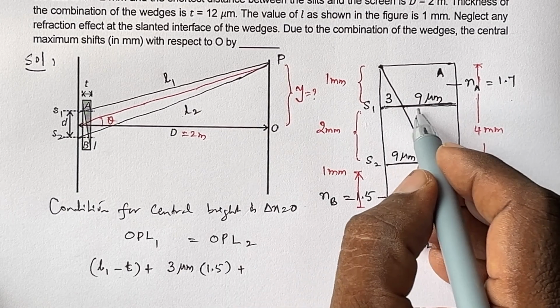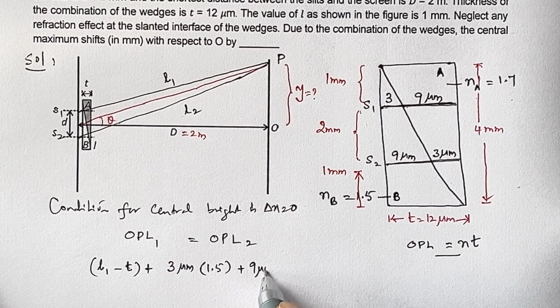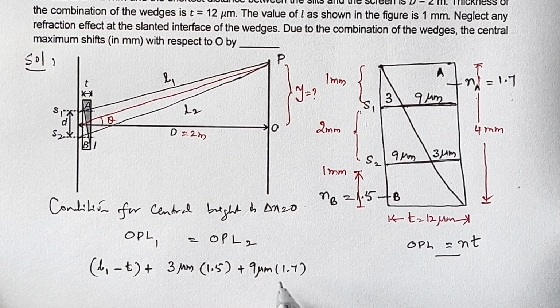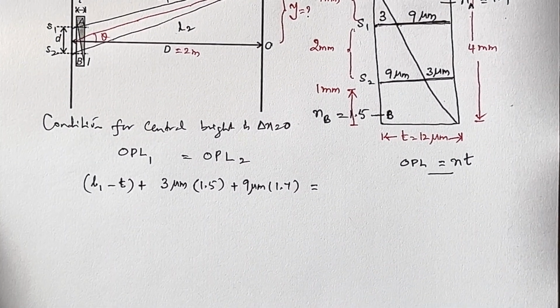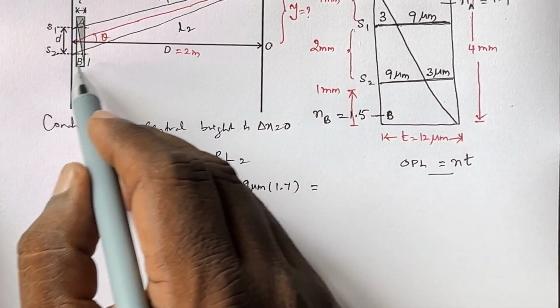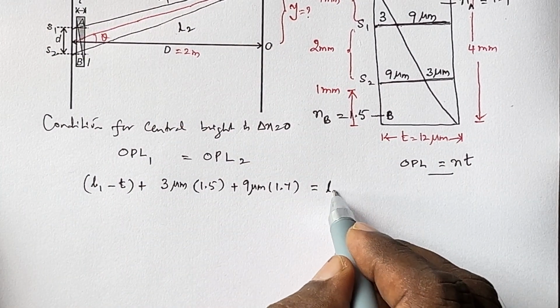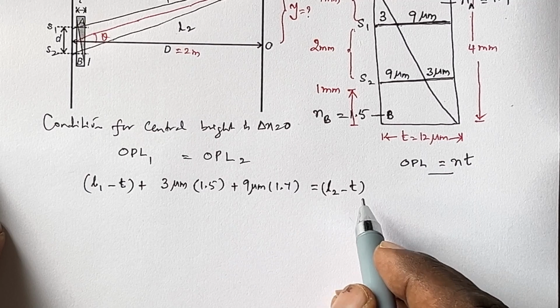Plus, now it has to travel 9 micrometer. Refractive index of A is 1.7, that is equal to the optical path traveled by the light from S2 to P, that is L2. I have given L2 minus T. This is the thickness of the wedge.